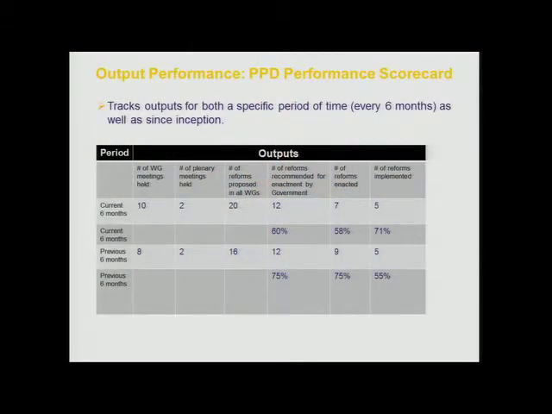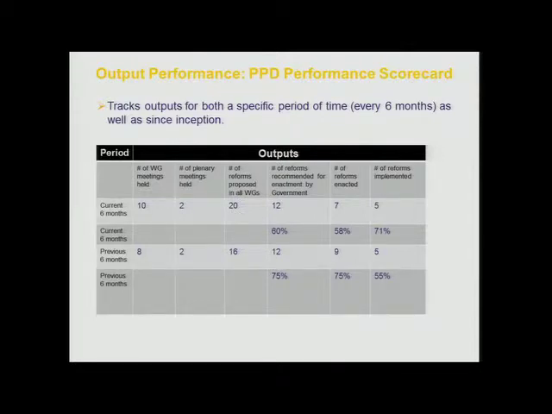Now I want to go to a third tool, which is a PPD scorecard. PPD scorecard is very simple. It's to measure the performance of the outputs of the PPD. You look at the outputs on a specific period of time, like every 6 months, and you do that, of course, from the beginning of the PPD.